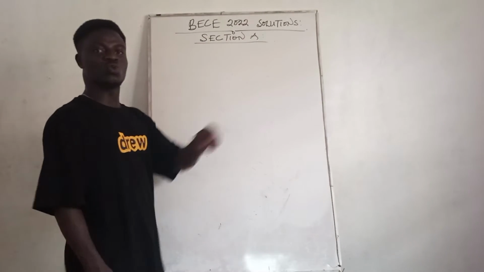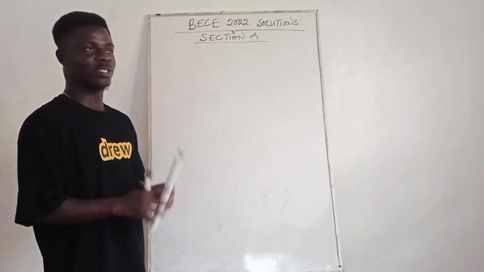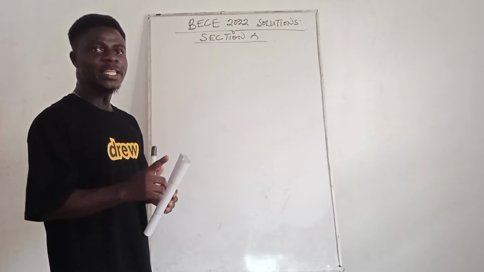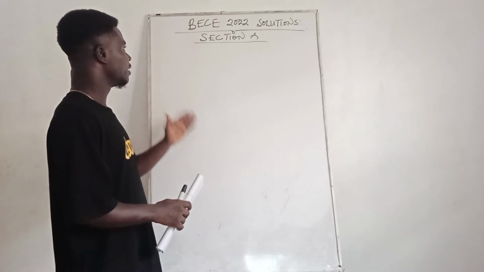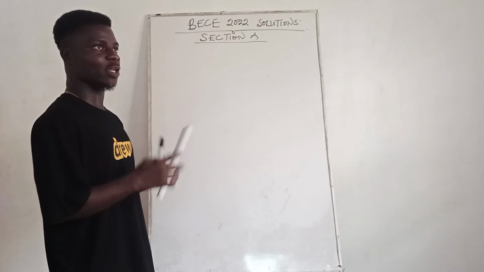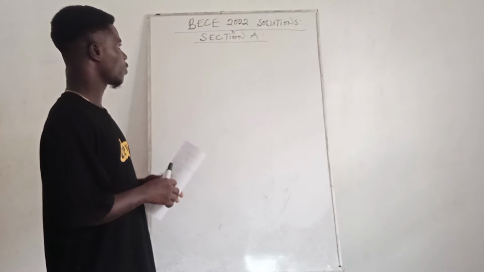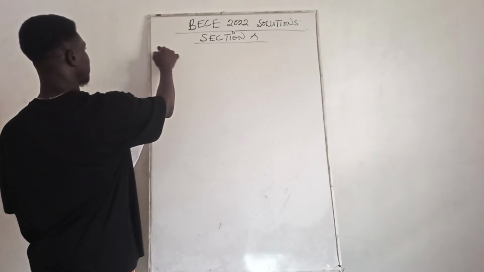Alright, today we are dealing with the BC 2022 solutions, the BC they wrote this year, which is very simple. So kindly follow me gradually as we solve these questions. We are starting with Section A, that's the objective test. They are very simple, they are not difficult. So question 1.